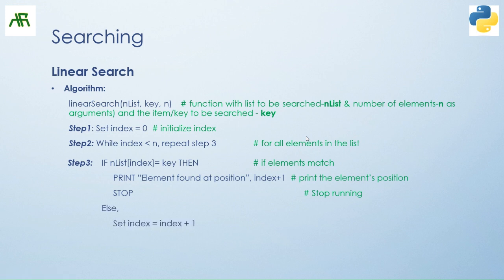Else, set index equal to index plus 1, move on to the next index position and do it again. If there is no match at all and the entire list is traversed and there is no match, print search unsuccessful. So it's pretty straightforward. Go one by one, check against the key value. If it is found, yes, found. If not, say search unsuccessful. Let's look at a sample program and execute it, see how it comes out.